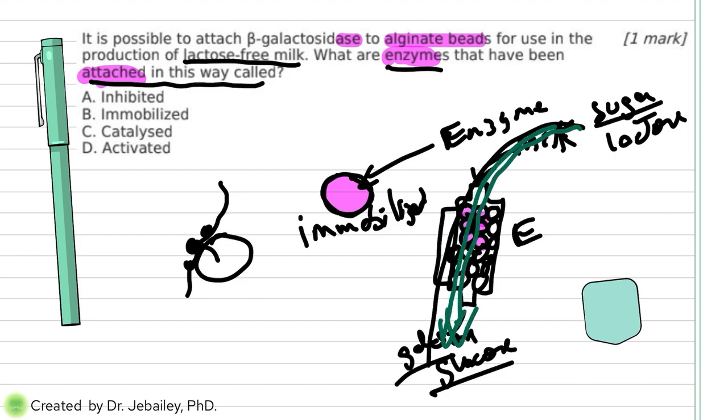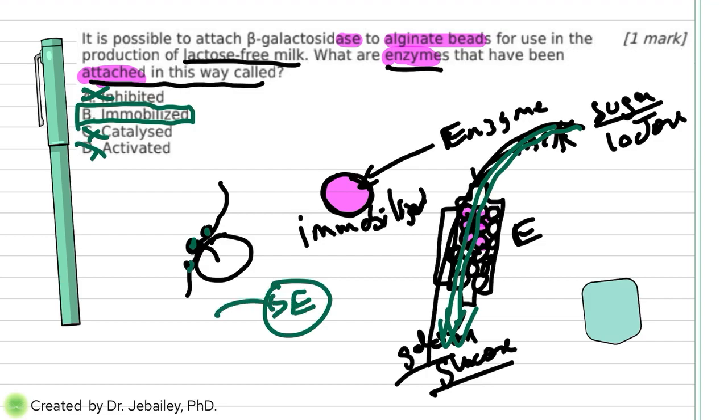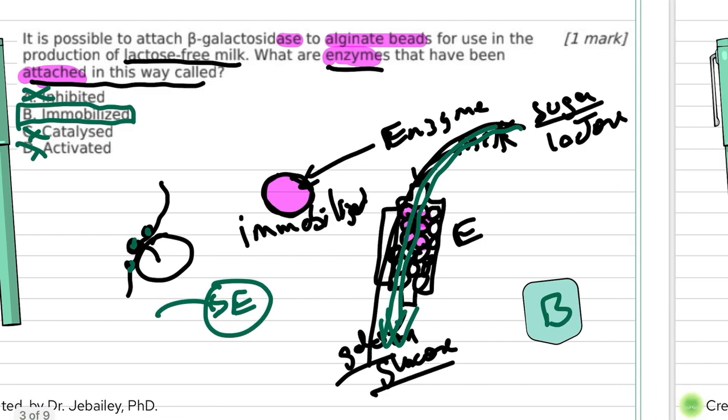But what do the beads do? The beads keep breaking down all the lactose that crosses that bead, but the bead doesn't move. So the right answer here will be immobilized. It is not inhibited because you're not stopping the enzyme, and it has nothing to do with catalyzed because every single enzyme is being catalyzed, and it's not been activated. The fact of having a bead and putting the enzyme there is known as immobilized. So the answer is B.